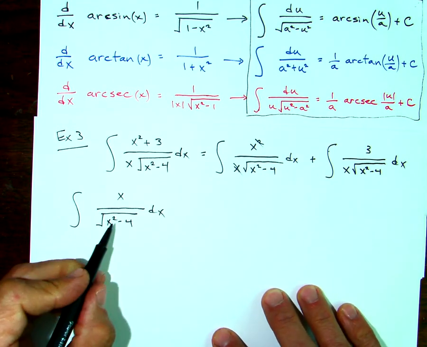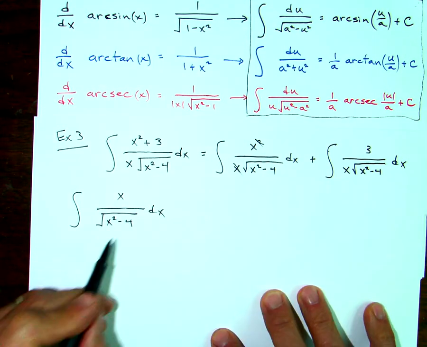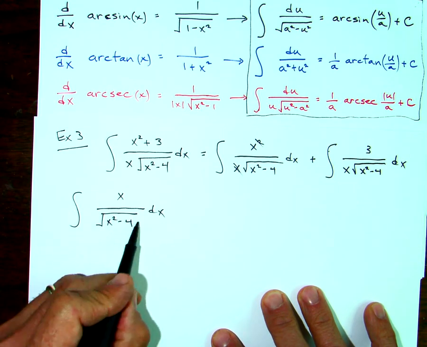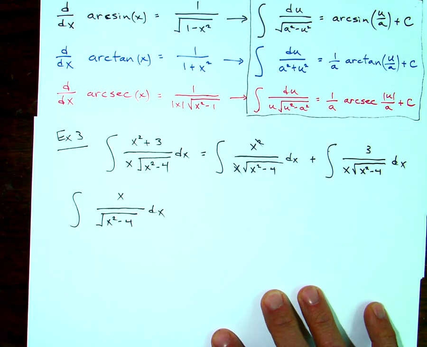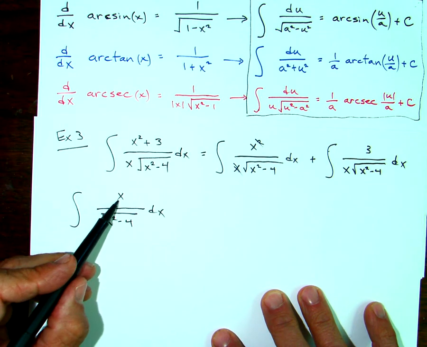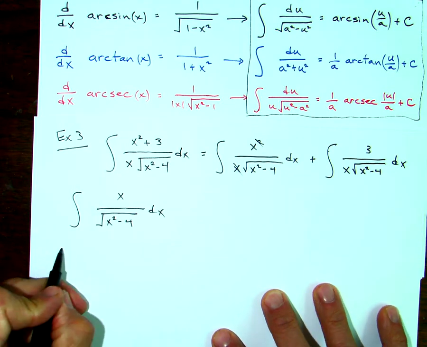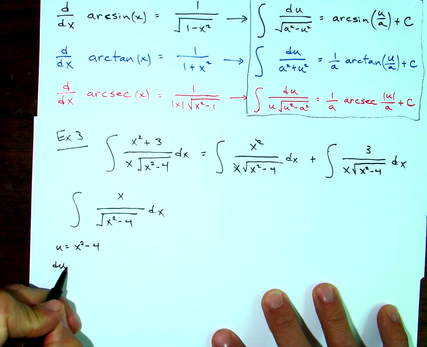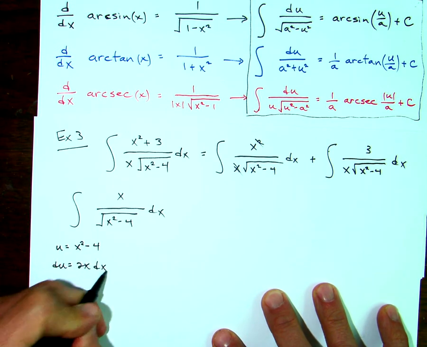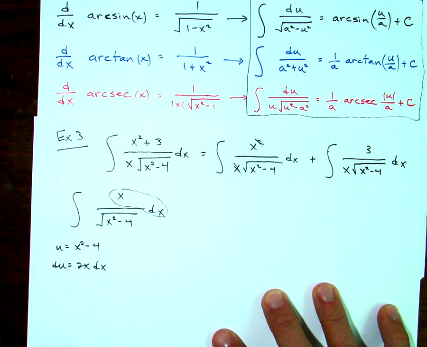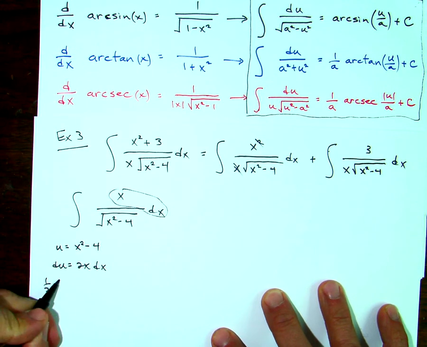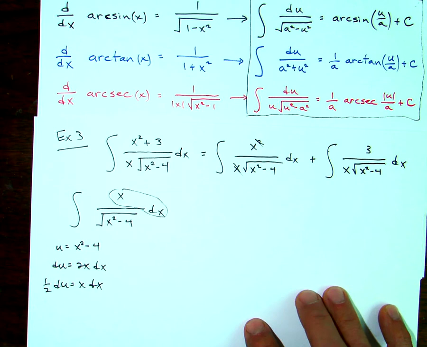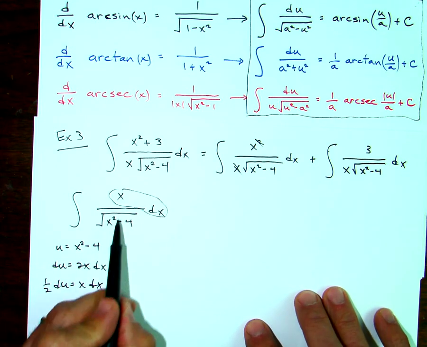Let's go ahead and finish this one before we take a look at that one. Notice here that the derivative of what's underneath the radical is 2x, which is just a factor of 2 off from that. So we can use substitution here. If we let u equal x squared minus 4, du equals 2x dx, I have a factor of x dx to replace, so I divide out the 2. So x dx is replaced by 1/2 du, and this whole thing here is replaced by u.